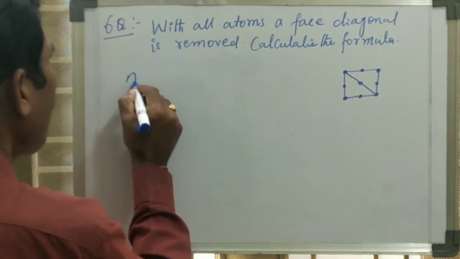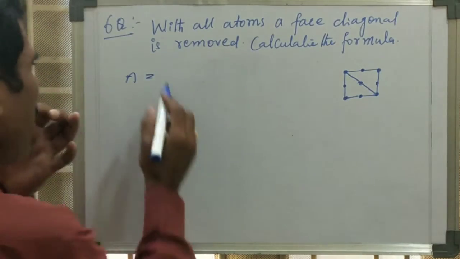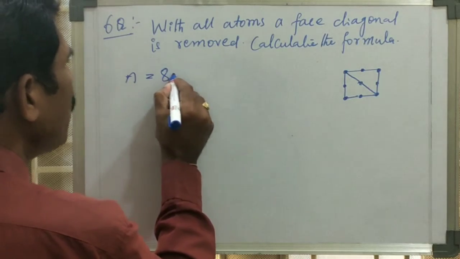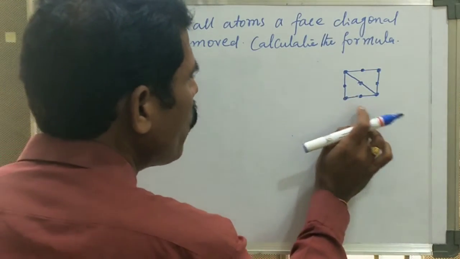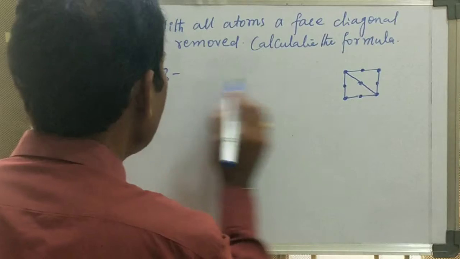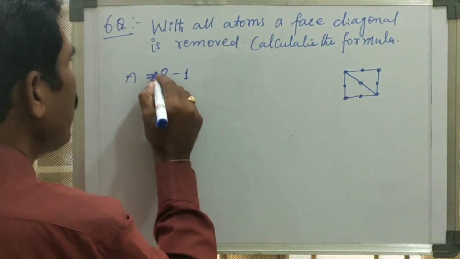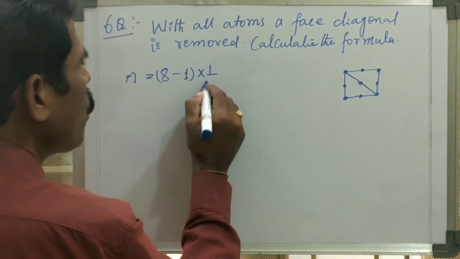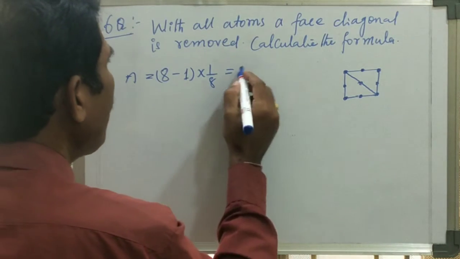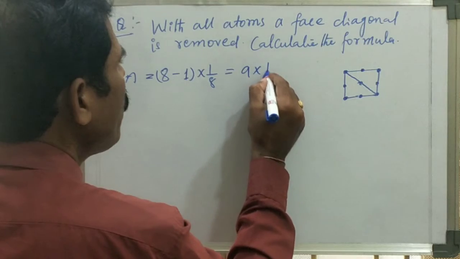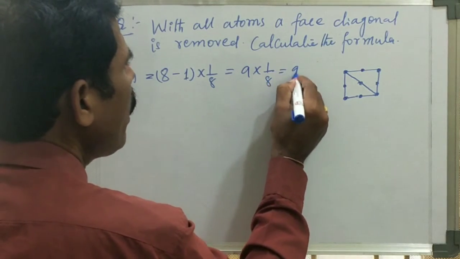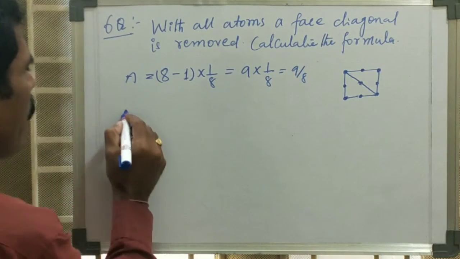So now the number of corner atoms is 8. So how many corner atoms are removed here? Half of that. So 1. So here 1 corner. Right, here 1 corner. 8 minus 1 into its contribution 1 by 8. So finally you will get 9 into 1 by 8. Finally 9 by 8 you will get.